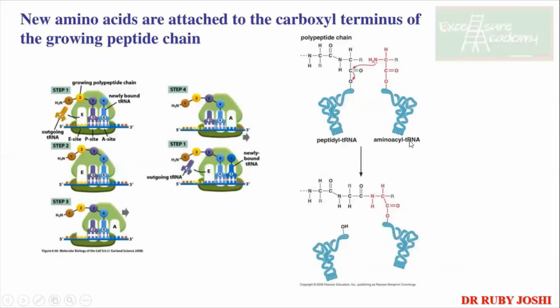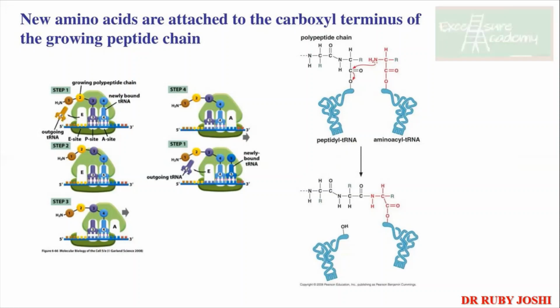Now, this is also an important point. New amino acids are attached to the carboxyl terminus of the growing peptide chain. We know that whenever a peptide bond is formed, it is between the amino terminus and the carboxyl terminus, right? The new amino acid that comes will attach to the carboxyl terminus.